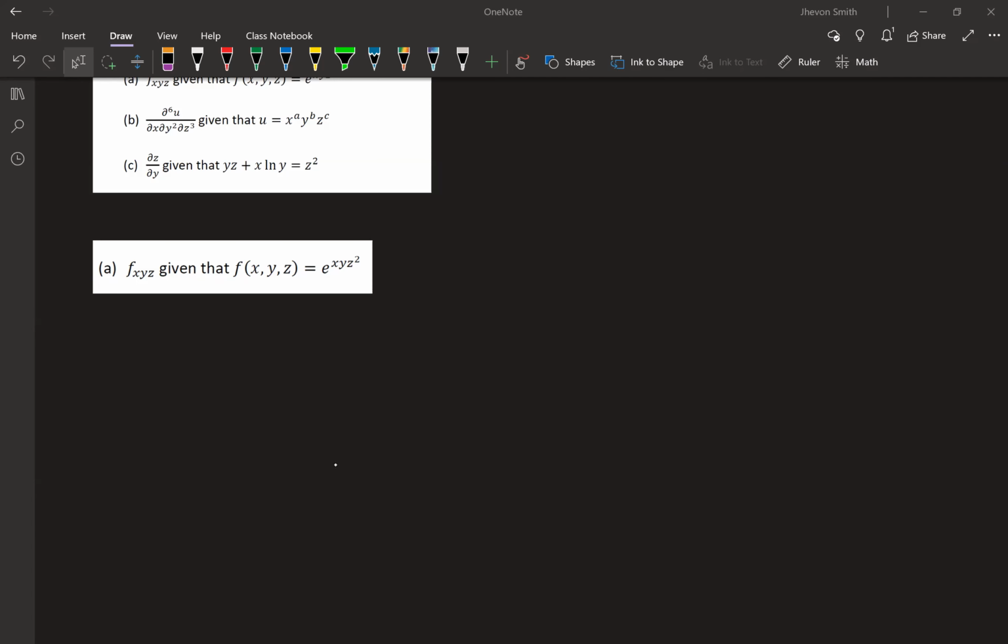And this is an exponential. So notice the order does not matter here. Order of partials does not matter, since this function is continuous everywhere. So Clairaut's theorem takes effect, and you can do the partials in any order.